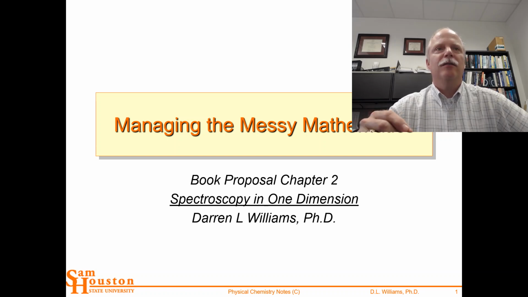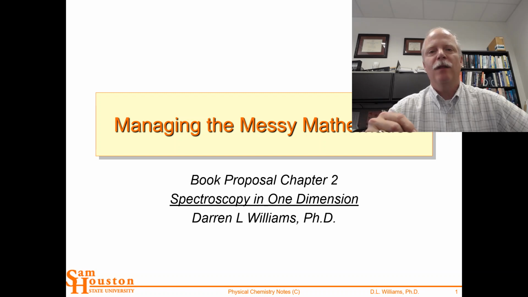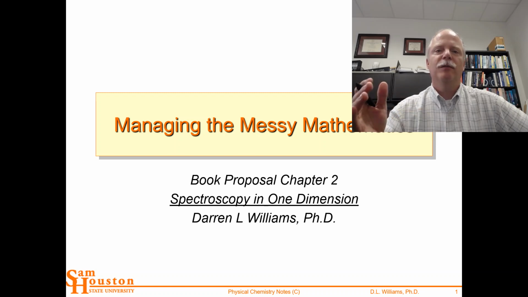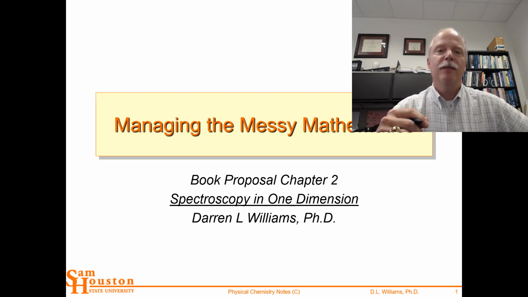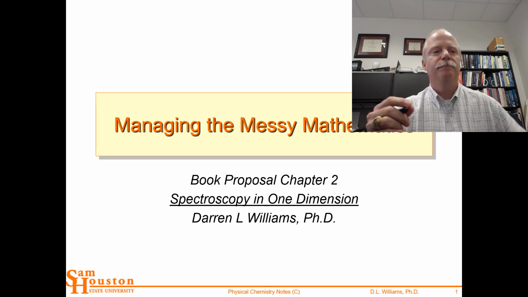This is Chapter 2 from my book proposal called Managing Messy Mathematics, and we're going to take apart a spectrum all the way down to the wave function. So instead of building this up from the wave function up to the spectrum like most books do, we're going to do this backwards. We're going to start with the data that we actually have in the lab, a visible spectrum, and then we're going to tear it apart so that you can see what the math is behind the horizontal and vertical axes on a spectrum.